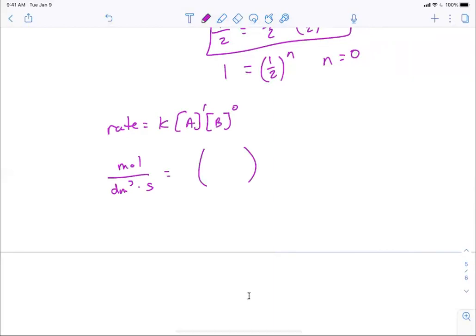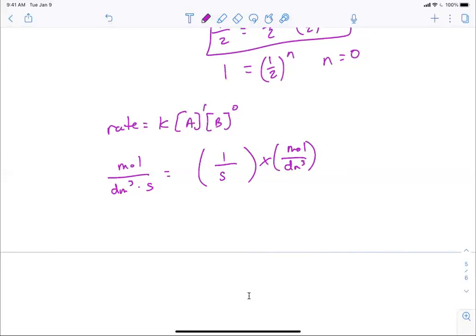K's purpose is to make the units match on both sides. So your job is, okay, what's the unit of A? Well, it's just molarity. And B is zero power, so there's no unit there at all. So for this to make sense, the unit would just be 1/s for K, or seconds to the -1. Because that's how you multiply those values together and get the right unit.